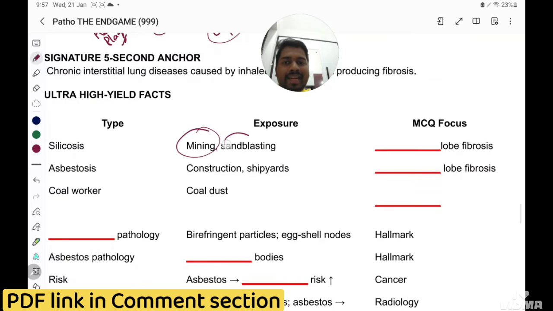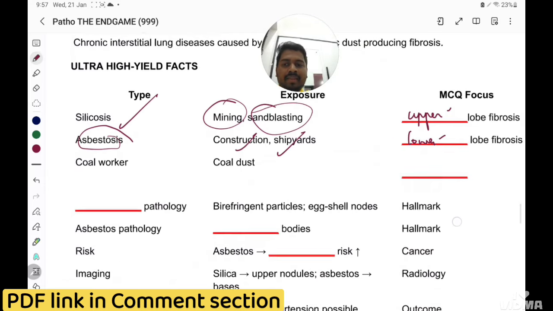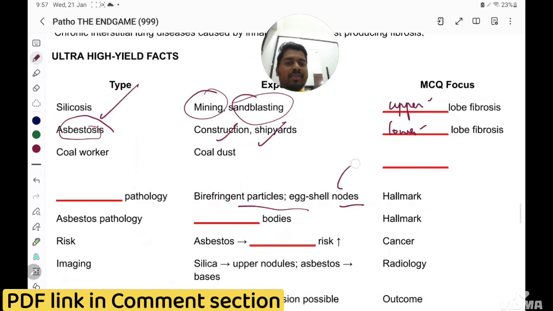So mining, sand blasting, silicosis, okay, it causes upper lobe fibrosis. Construction, shipyards and asbestosis, it is lower lobe fibrosis. Okay, so birefringent eggshell nodules are seen in silicosis. Sorry, I went to the next question. Okay, so this is silicosis. Coal dust, coal workers, causes anthracosis.